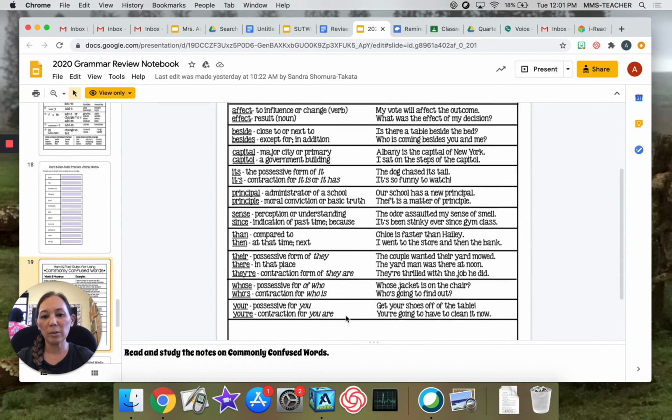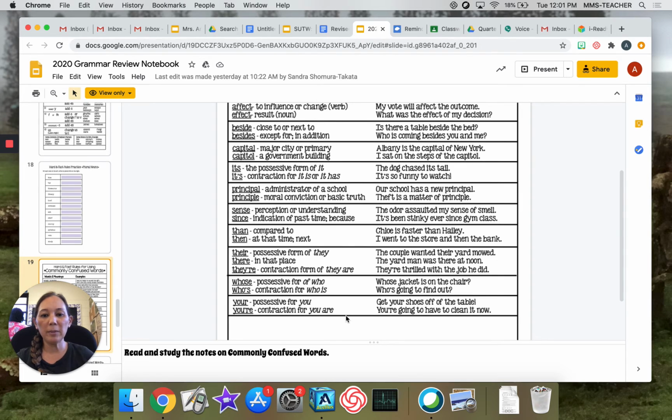Whose, this is also another confusing one, whose, possessive form of who, and the example is, whose jacket is on the chair. So it's the possessive for who. Whose jacket is on the chair. Who's, W-H-O apostrophe S, is the contraction for who is. Who's going to find out? Or who is going to find out?